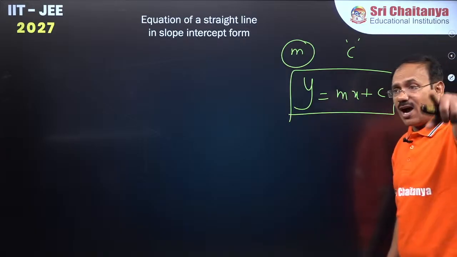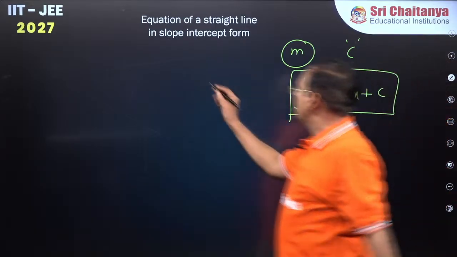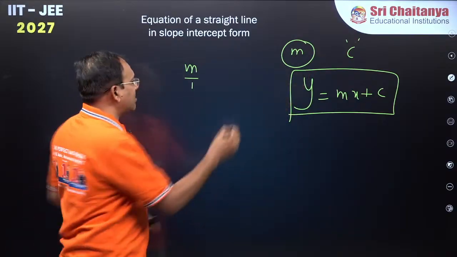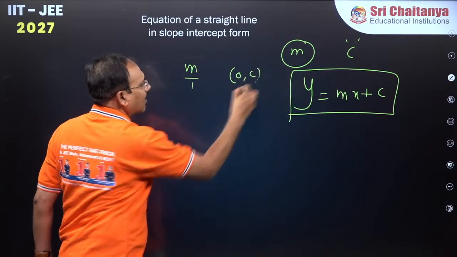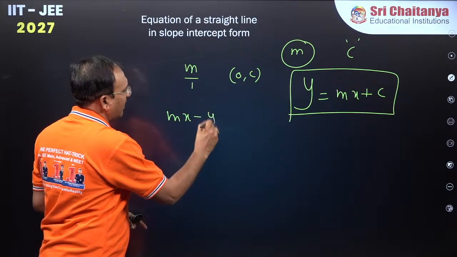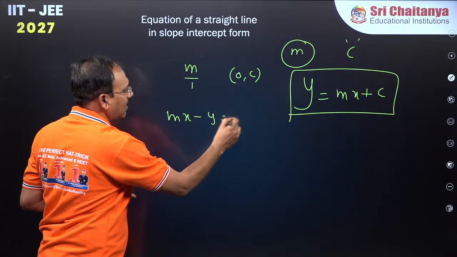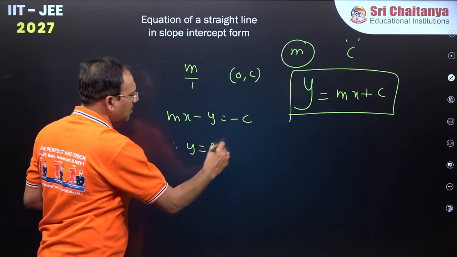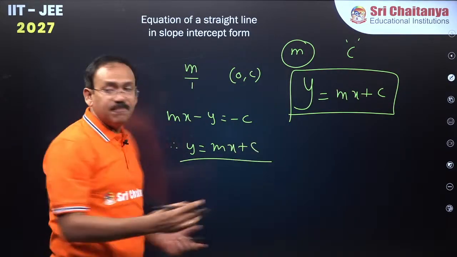Can anyone say how, dear students? It is very simple. Slope means you treat it like m by 1. Y-intercept c means the point is 0 comma c. Apply the shortcut mx minus y, substitute 0 comma c, you will get minus c. Therefore, y is equal to mx plus c. This is the simple proof.